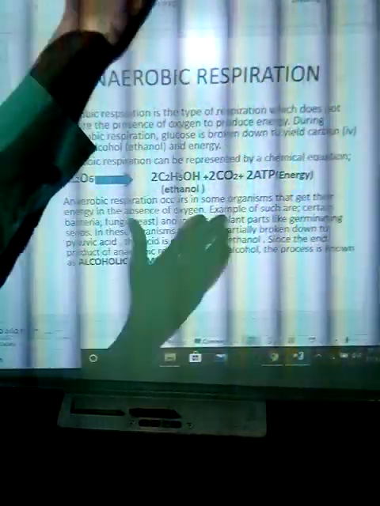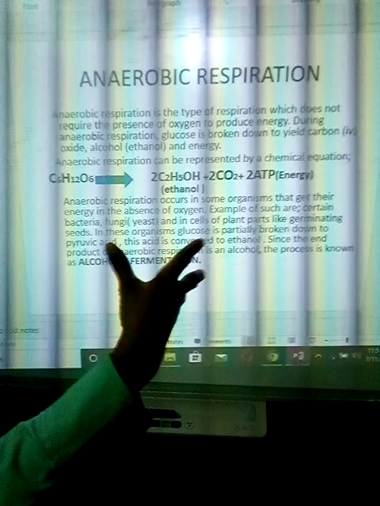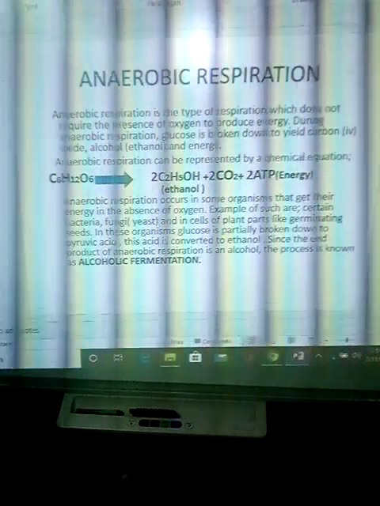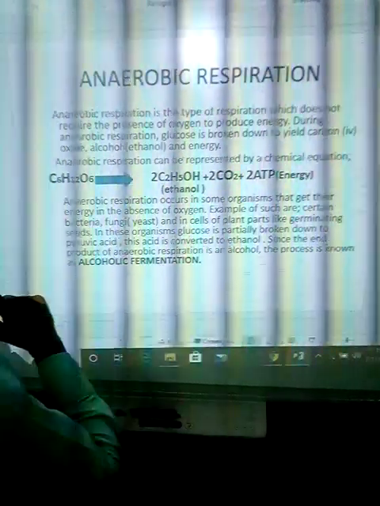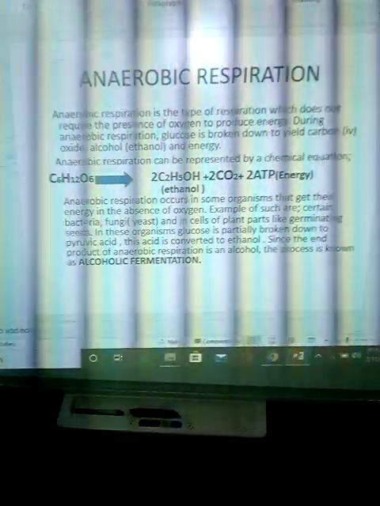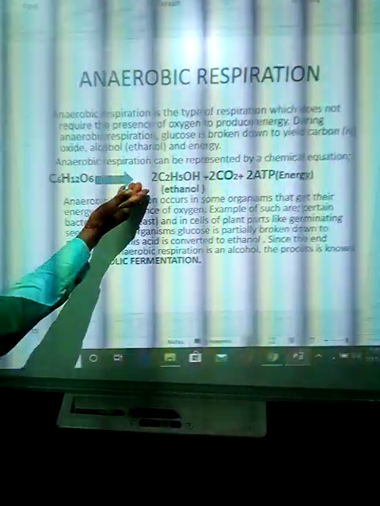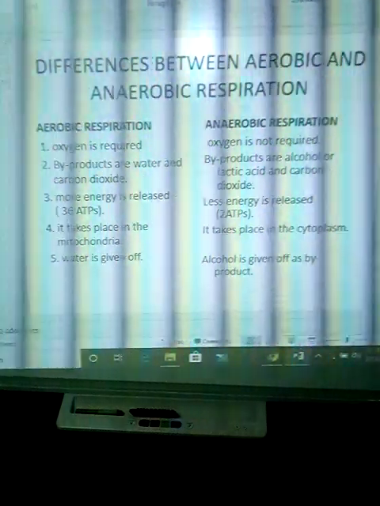You know, I told you how pyruvic acid is broken down, starting from glucose to glucose 6 to glucose 1,6 to fructose 1,6, on and on like that until you get to phosphoenol pyruvate, then until you get to pyruvic acid. Pyruvic acid is a 3 carbon acid. Okay, so this acid is converted to ethanol in this case. So since the end product of anaerobic respiration is alcohol, the process is known as what? Alcoholic fermentation. So if you are asked to give the equation of alcoholic fermentation, here it is.